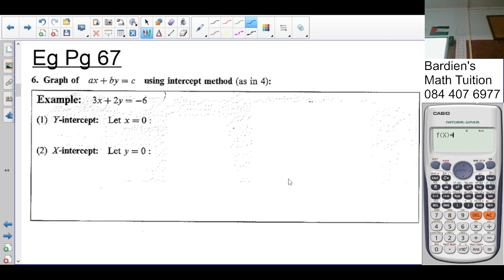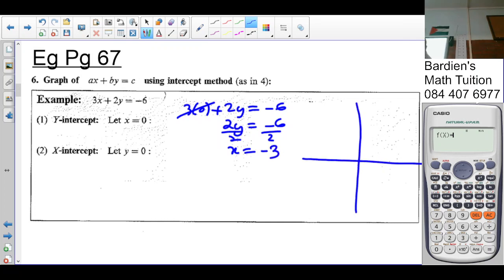What do we do for the y-intercept? The x equals 0. So 3 times 0 plus 2y equals negative 6. That gives you 0. So 2y is equal to negative 6, divided by 2, y is negative 3. Okay? So y is negative 3.